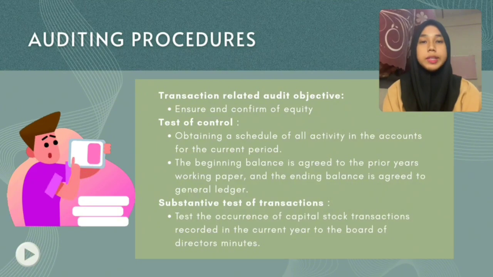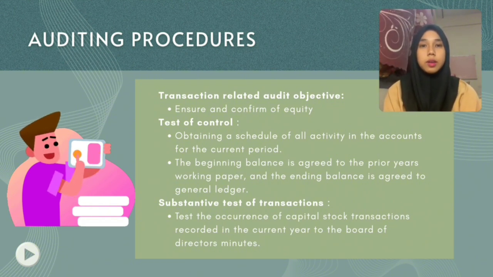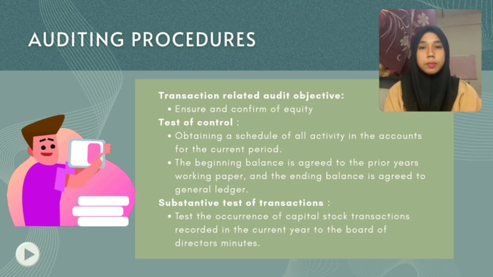Now, I want to present about audit procedures. Transaction-related audit objective: ensure the existence of equity. For test of control, obtain a schedule of all activity in the account for the current period. The beginning balance is agreed to the prior year's working paper and the ending balance is agreed to the general ledger.